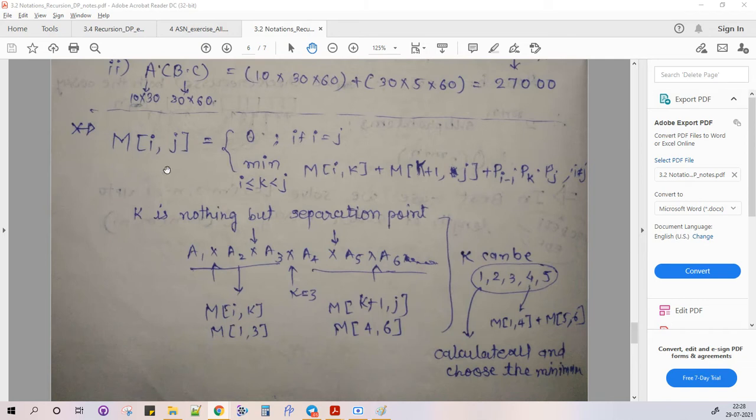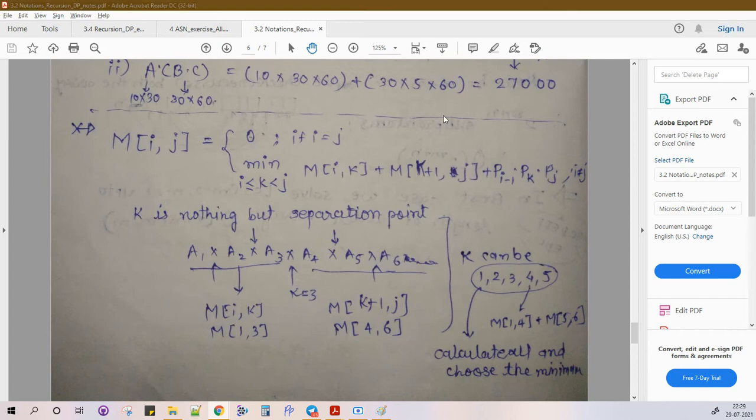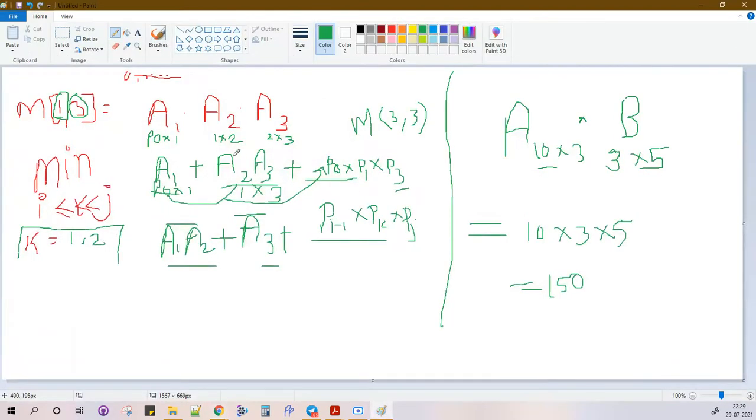So M[i][j] is nothing but the cost of multiplying the matrix chain from the ith to the jth element. That is, if it is M[7][10], it is A7 A8 A9 A10. It is 0 if i equals j, right? If I have just one element, i equals j, M11, M22, M33 would be 0 basically. Otherwise it is the minimum, I need to take the minimum.